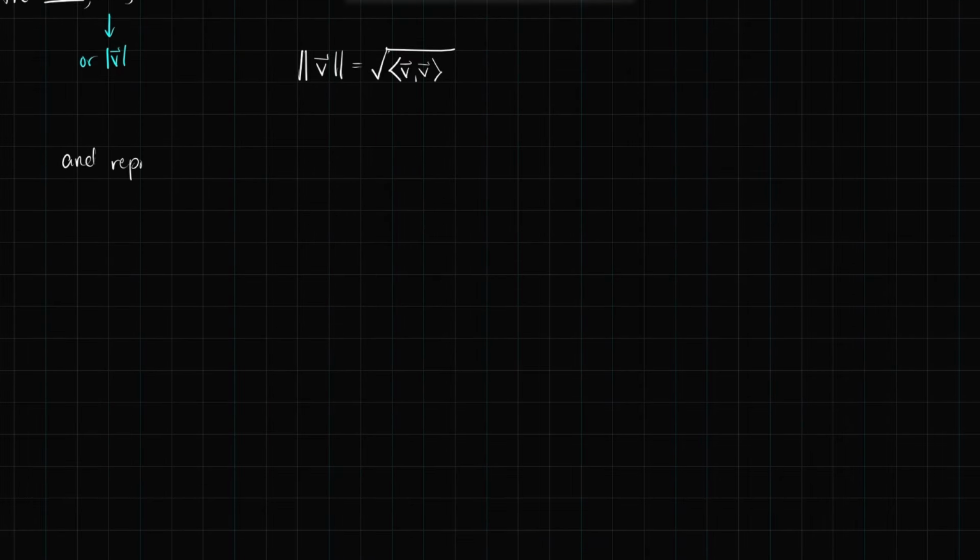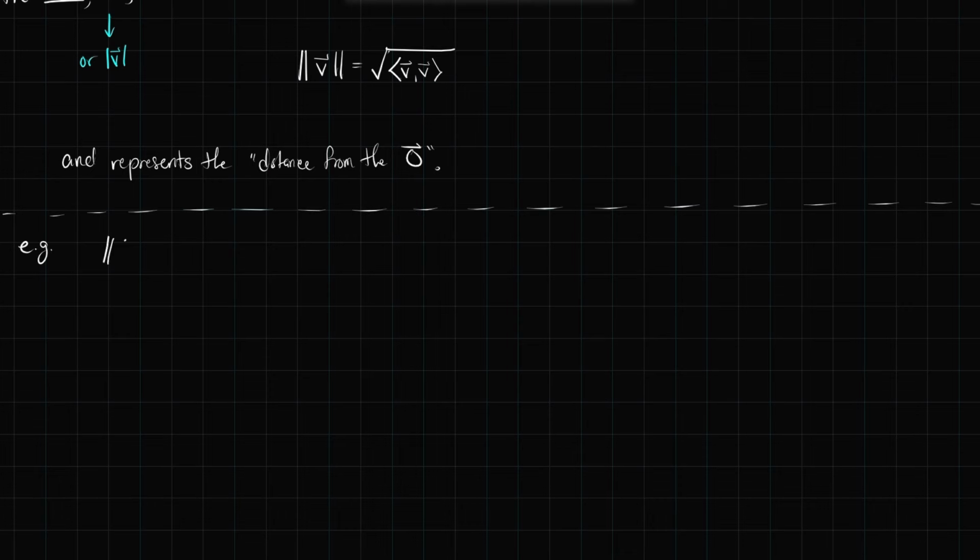And they represent, quote-unquote, the distance from the zero vector, so the vector with all zero components in it. The norm represents the distance from that point. Let's just compute one example. Maybe we'll compute two examples.